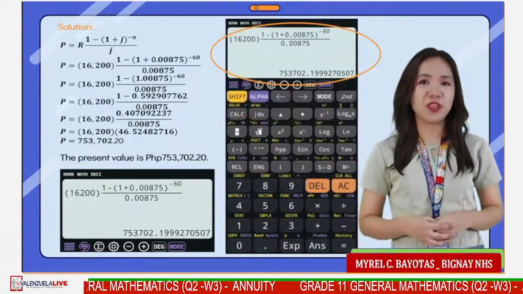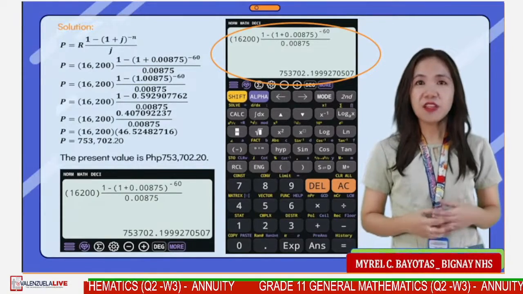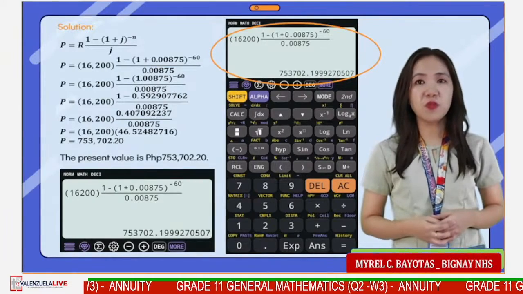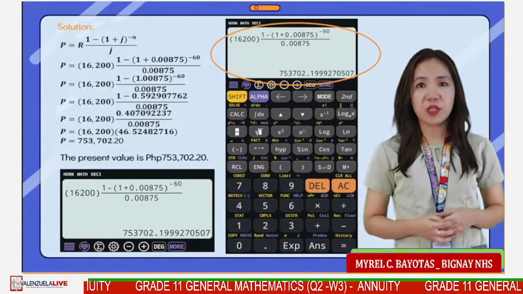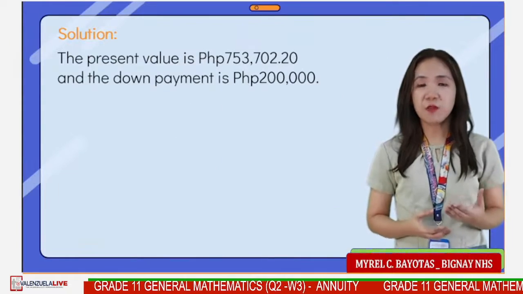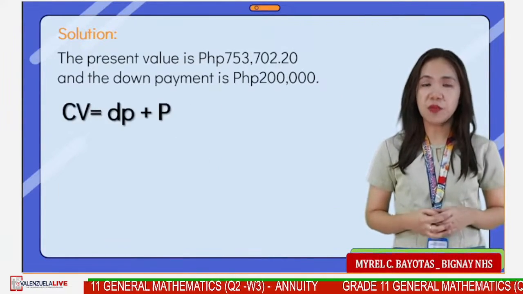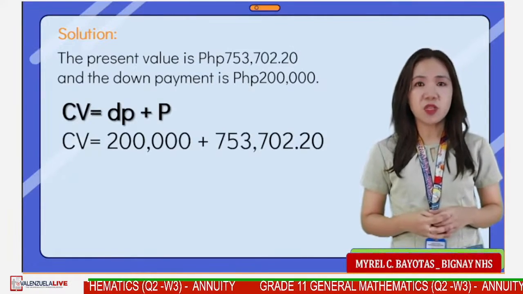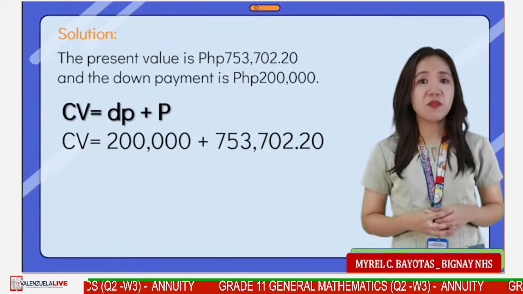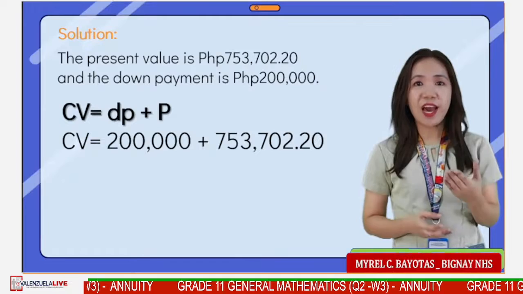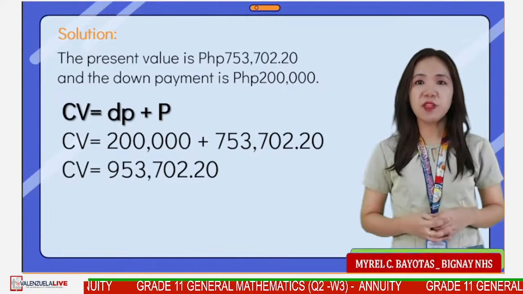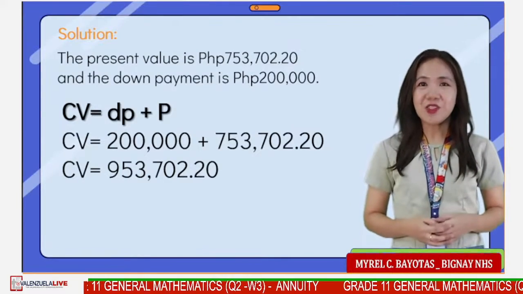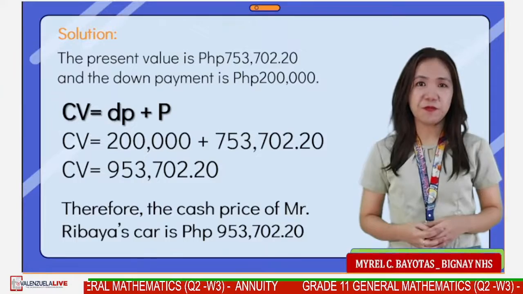Just like what we did earlier, we can solve this quickly using a scientific calculator. Here's how the solution will look like. Recall that the present value computed is 753,702.20 pesos and the down payment is 200,000 pesos. Applying the formula, CV equals DP plus P. By substitution, CV equals 200,000 plus 753,702.20. By adding, CV equals 953,702.20.